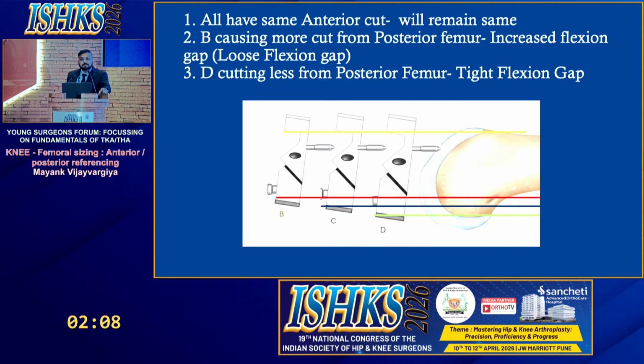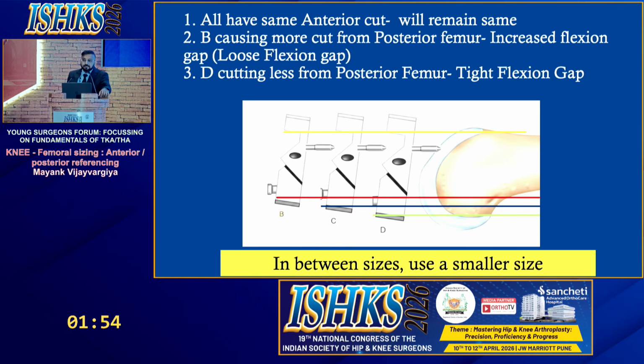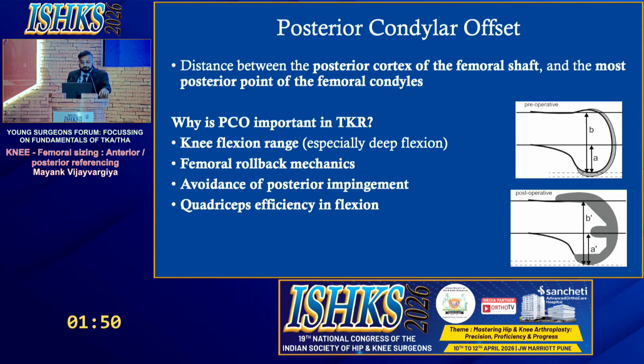But if size C is the optimal fit for that femur, if you are using a size B, it will resect more from the posterior femur, causing loose flexion gap. And if you are using a size D, it will cut less from the posterior femur, causing tight flexion gap. So the recommendation is, if you are between sizes in anterior referencing system, use a smaller size.